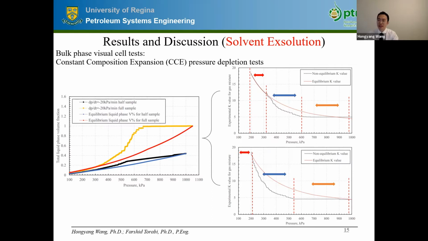On the left-hand side is the total liquid phase volume fraction difference between the experimental state and the equilibrium state that was calculated based upon the equation of state. And on the right-hand side is the K value comparison. As we can see, the red curve on the right-hand side means the equilibrium K value, and the black dots represent the non-equilibrium value. You can see there is a gap between the non-equilibrium and the equilibrium value, which indicates a delayed solvent exsolution.